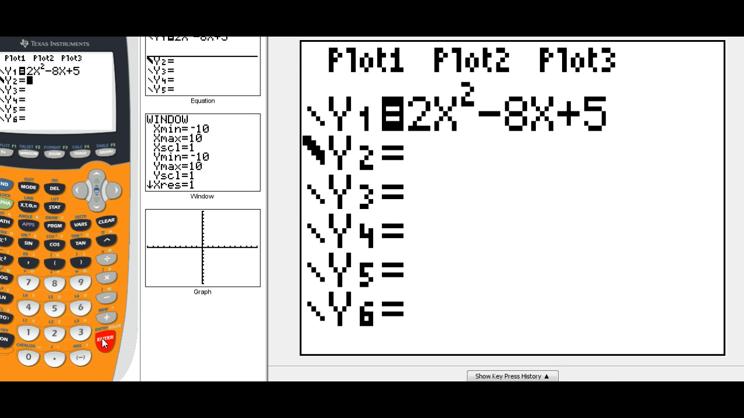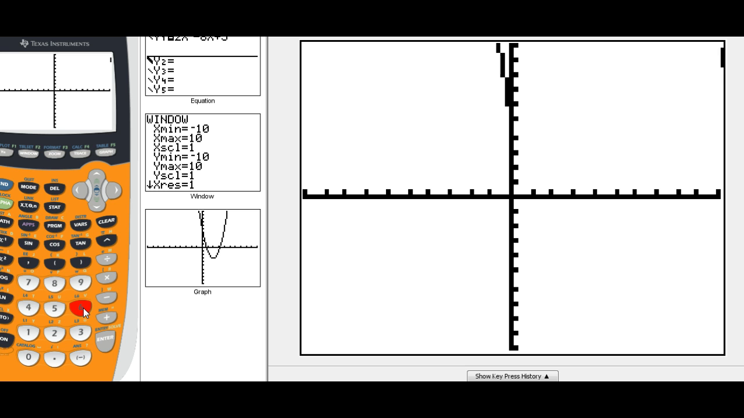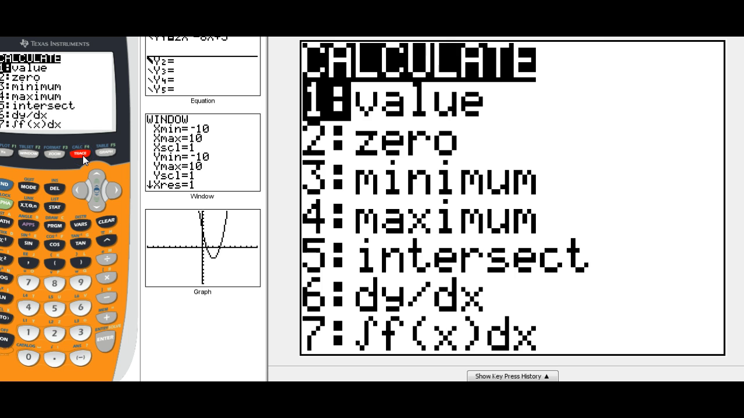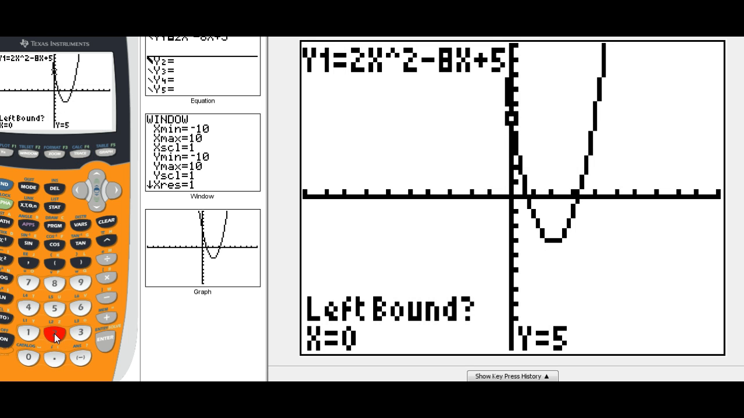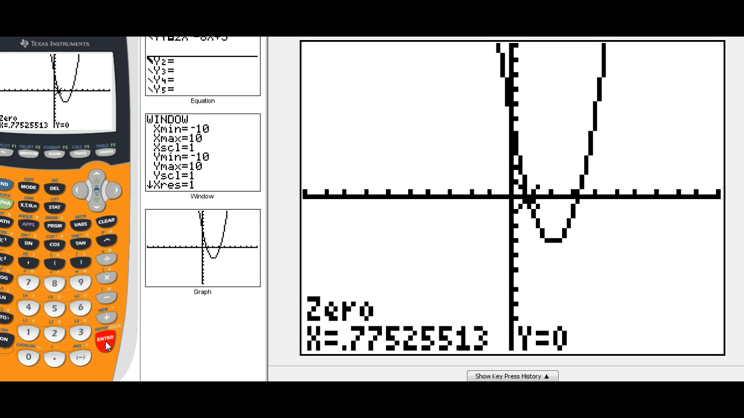If I graph the corresponding function and find the x-intercepts, I would solve this equation. So I can calculate the zeros: get left of that first x-intercept, get right of it, and make a guess, or you don't have to make a guess. 0.775255513. So we'll say x is 0.78.